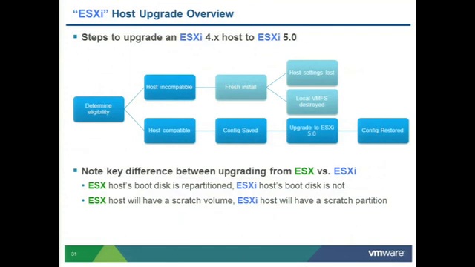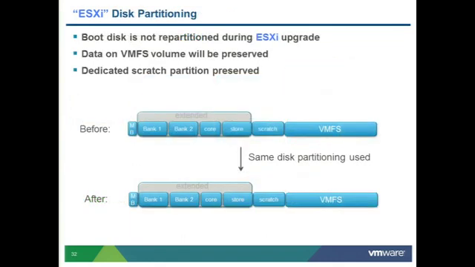Okay, so let's compare that to ESXi. I believe most people here are probably running both. A lot of people are, so I want to compare and contrast to help understand. So here's the same decision tree. The big difference here is instead of doing any disk repartitioning, we're just going to overlay the contents. So the big difference between upgrading ESX 4.x and ESXi 4.x is we don't do any repartitioning on ESXi, and with ESXi you have a scratch partition, where with ESX you have a scratch volume. And here's a before and after shot just showing that the same partitioning table is retained.